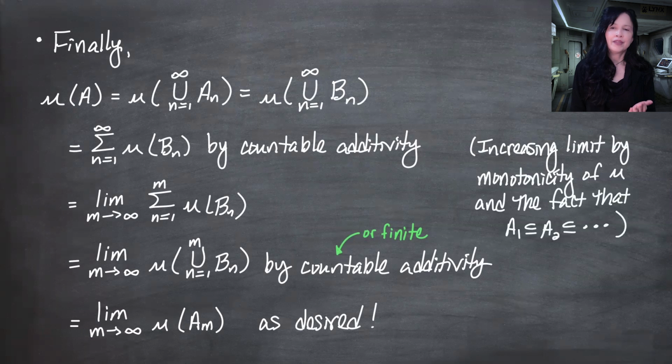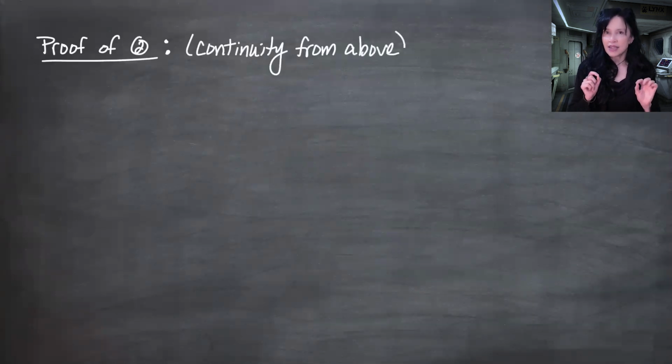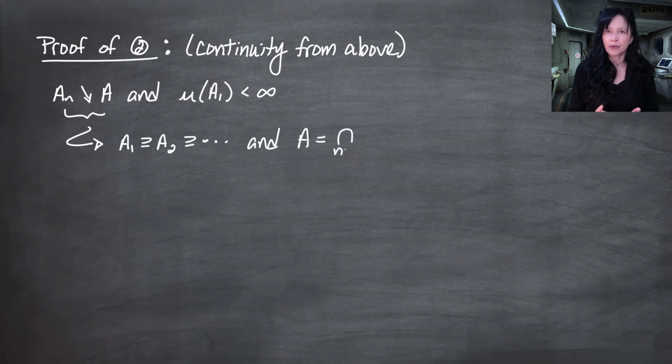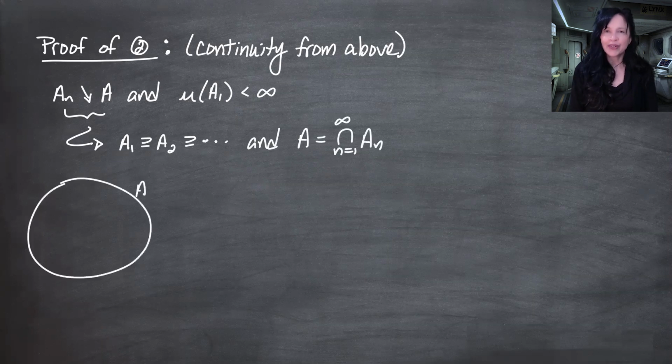Okay, so here's something new. The proof of 2, continuity from above. If the An sets are going down to a set A and the mu measure of A1 is finite, then this means that A1 contains A2, contains A3. So we're getting smaller and we've got containment, and that sort of limiting set is what you get in the center when you kind of intersect them all. So let's draw another picture like this.